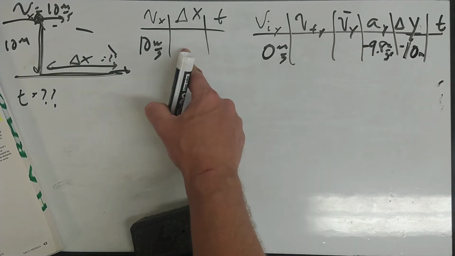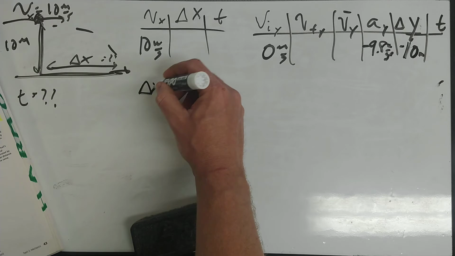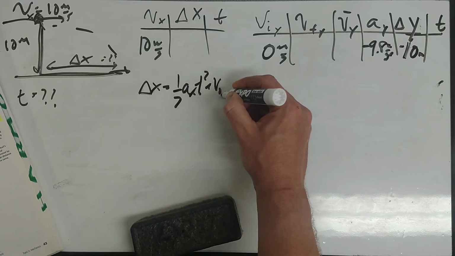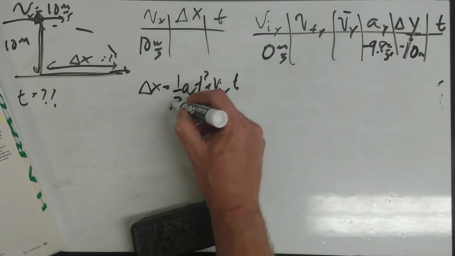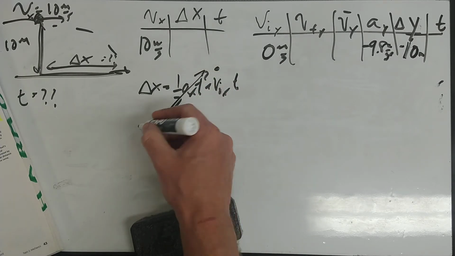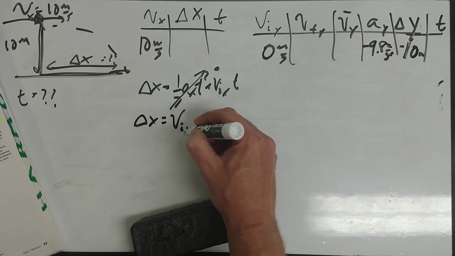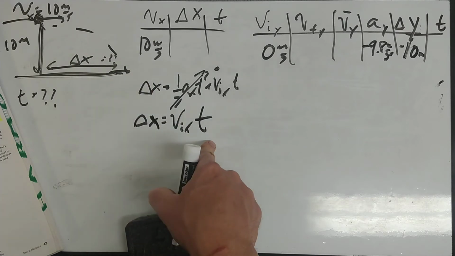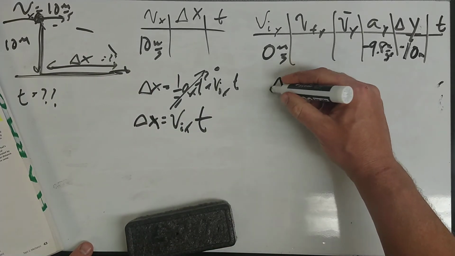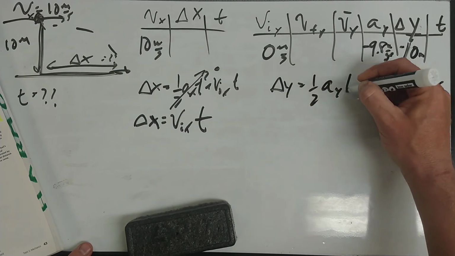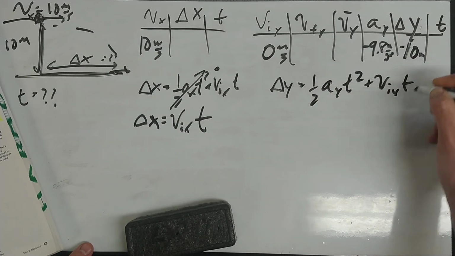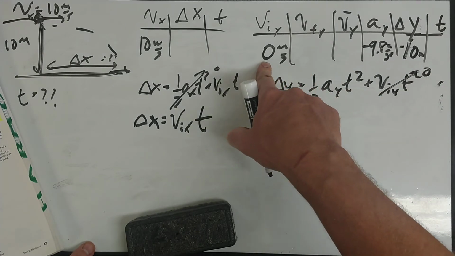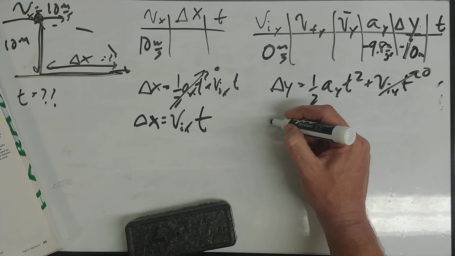All right, so to get delta x, it's the big equation: 1/2 ax t squared plus v initial x t. This term disappears because the acceleration in the x direction is 0. So delta x equals v initial x times t. Well, cool, I've got v initial x, but I don't have t. So now we go to the y direction. Delta y equals 1/2 ay t squared plus v initial y t. That term goes to 0 because it's launched horizontally. There is no initial y component of velocity.